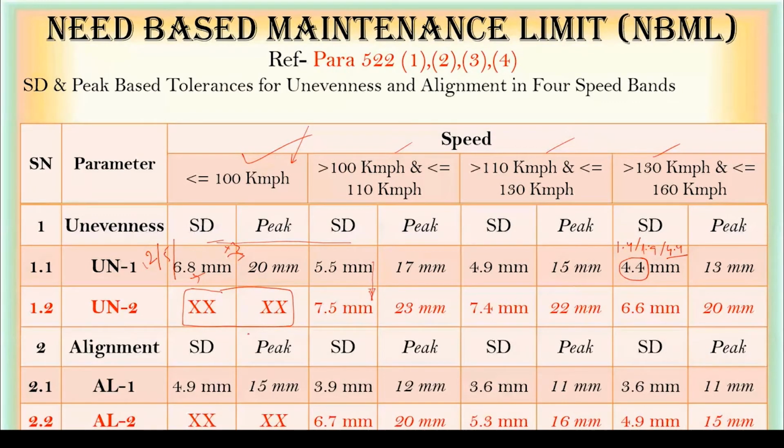Alignment similarly, you can see it. It was 1.4, 1.1, and now it is 4.9 mm for NBML, and it is increasing in this direction, decreasing in this direction, and increasing as per chord length. Again, the value of peak based is generally 3 times, rounded to the nearest round figure. ठीक है.